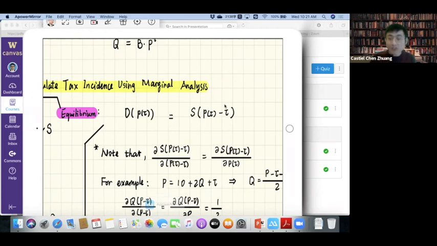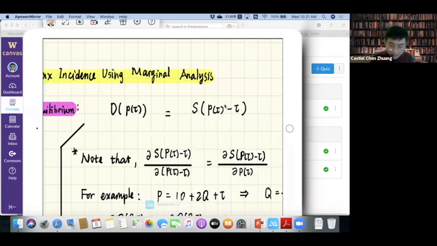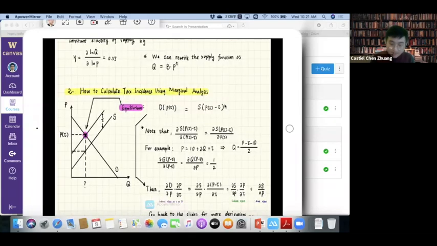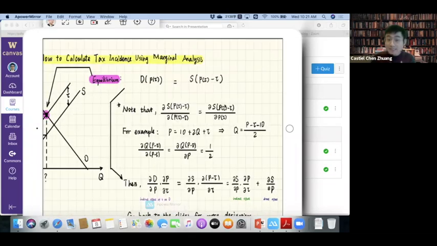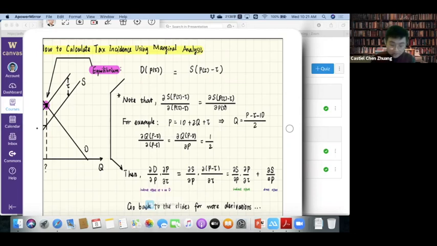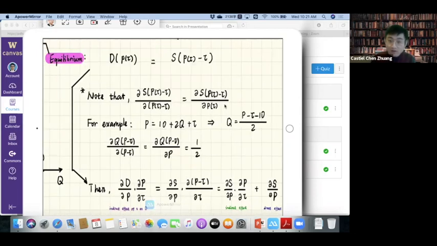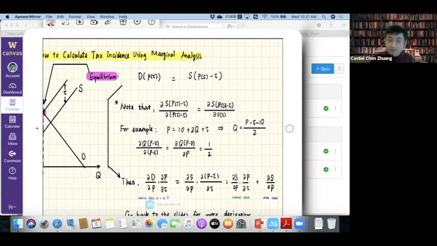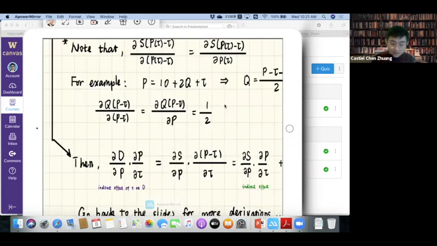So with this equation, we can actually derive the tax incidence. The tax incidence will be how the price paid by consumers will change with respect to tau. So we just take the derivative of both sides with respect to tau and then do some rearrangements. So if you take the derivative with respect to tau, for the left-hand side, just use the chain rule. So it's dD over dP times dP over d tau.